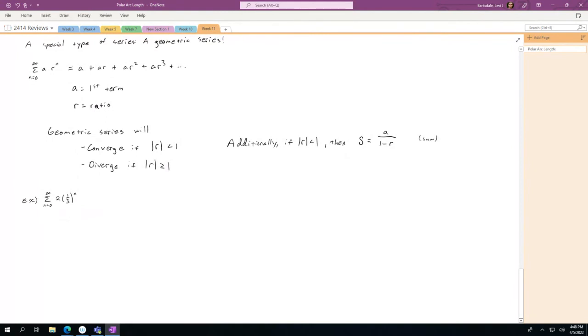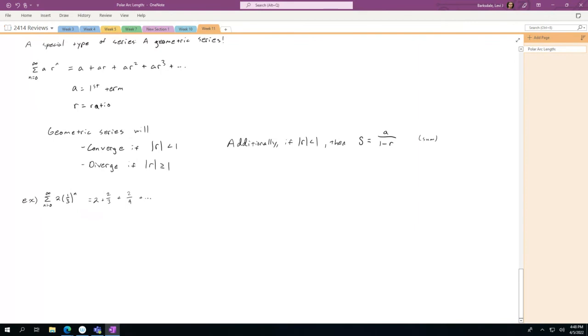All righty, so let's say we had a geometric series like this. Well, our first term would be when we plug in n equals 0. We get 2 times 1/3 to the 0th, which is just 2. Well, when we plug in n equals 1, we get 2 times 1/3 is 2/3. Then we have 2 times 1/3 squared, which is 2/9, and so on, right?